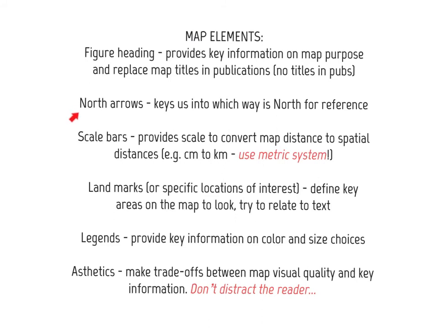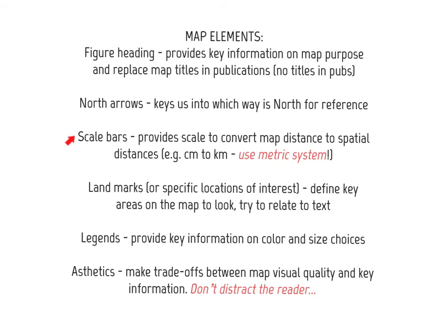North arrows are important for keying the reader in on which way to look for north. This is important for keying the reader in on a key cardinal direction. You may choose, for instance, maps of Antarctica. It may be south is more useful than north. Those would be decisions that you have to make, but you've got to key the reader in on which way to look for up.